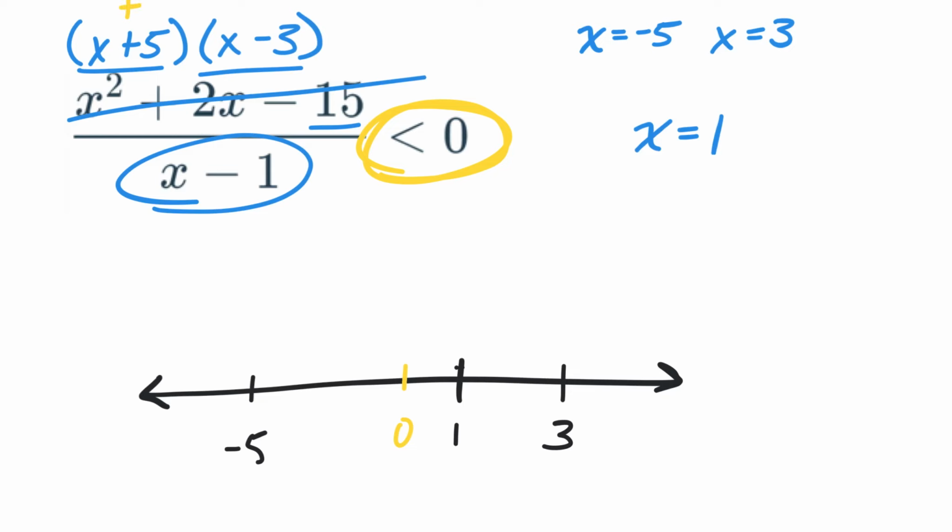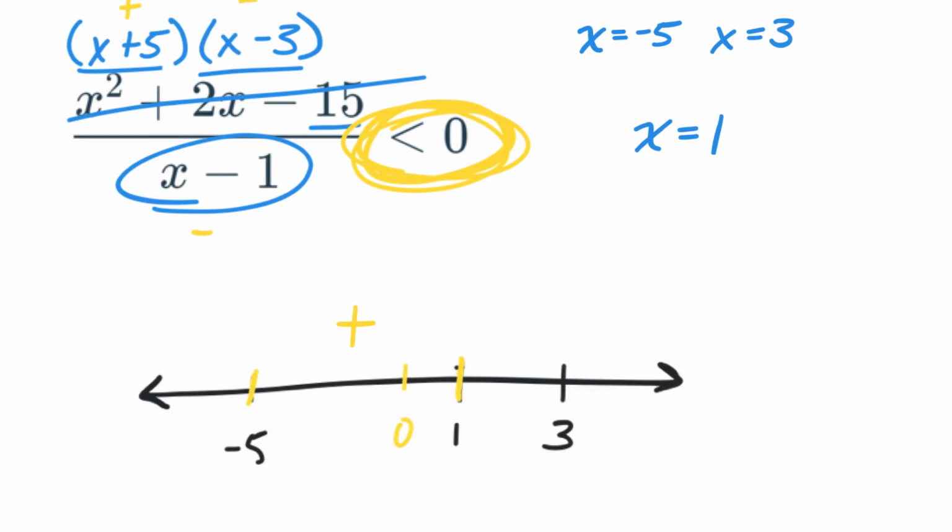When I plug in 0 here, 0 minus 3 is going to give me a negative number. And when I plug in 0 here, it's going to give me a negative number. So if I have a positive times a negative, that would be negative. And then divided by a negative would turn it back to positive. So the values that are between -5 and 1, like the value 0, are going to be values that are greater than 0. So that's not part of the solution, because remember, values less than 0 are negative, and this gives us a positive.